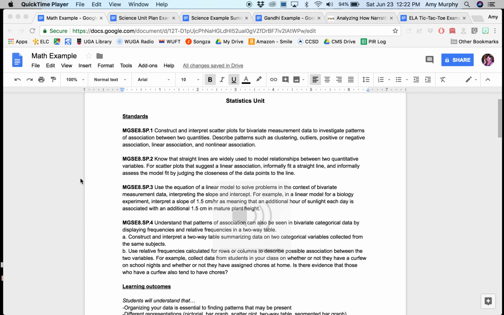All right, so what I want to do is walk you all through some examples of units that have a pretty strong alignment between the standards, the learning outcomes that are derived from those standards, and then the summative assessment, and some that aren't very strong. And hopefully this will help you as you prepare for your task.